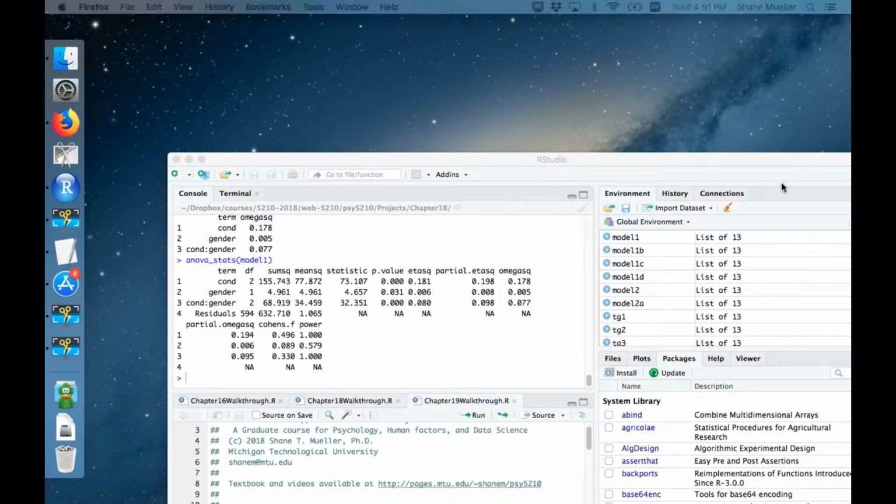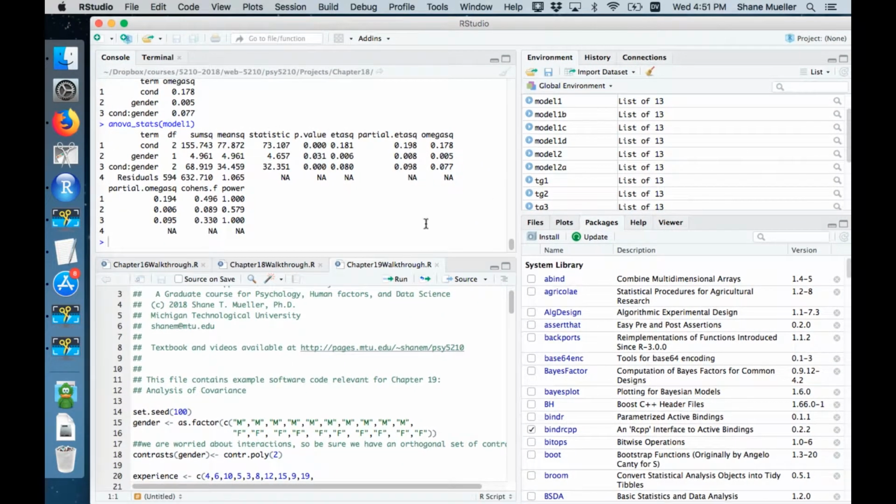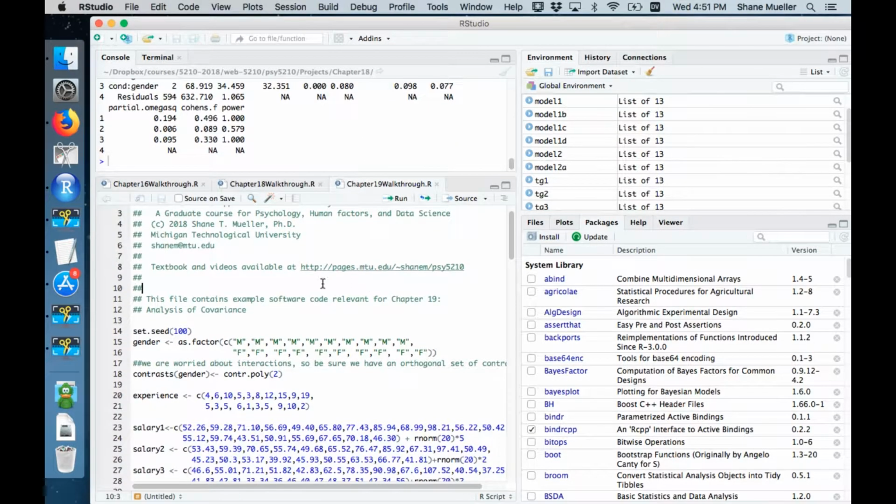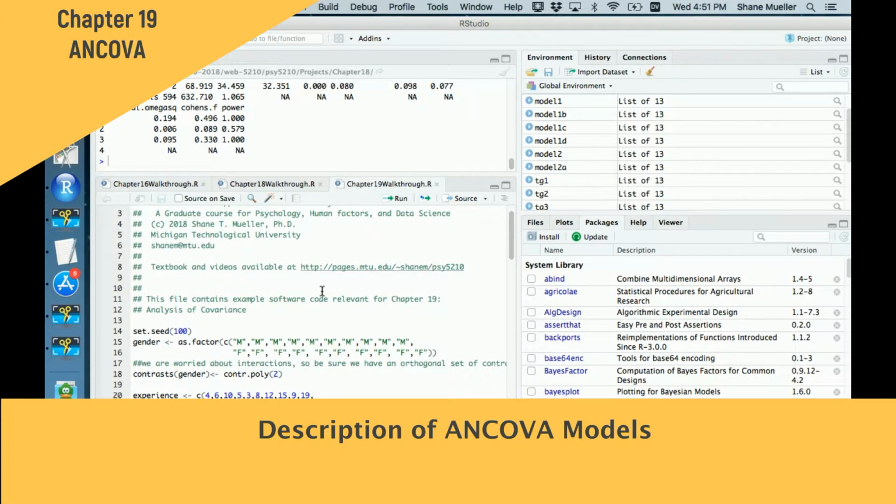So we're going to talk about something that, if you've been keeping up in this course, you already know how to do, but you didn't know you knew how to do it. There is a class of models that were often originally thought to be an advance over analysis of variance.